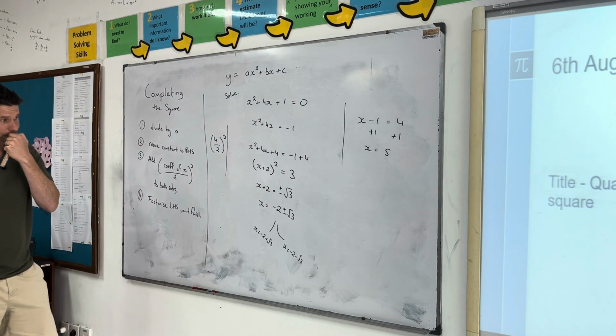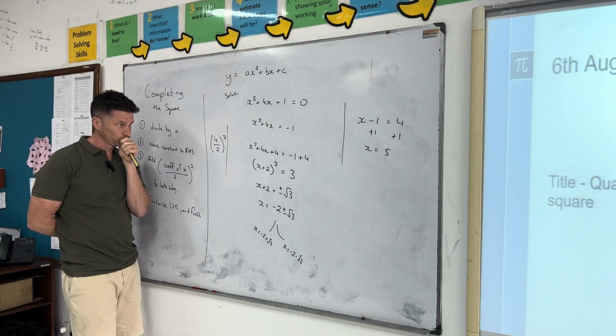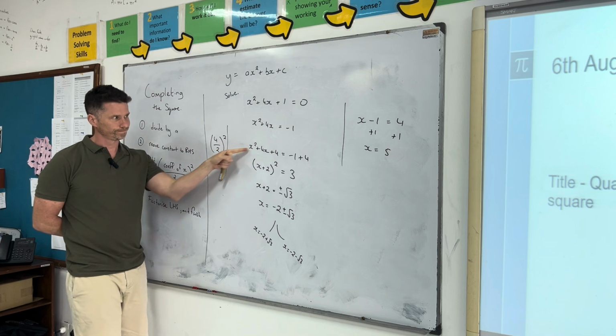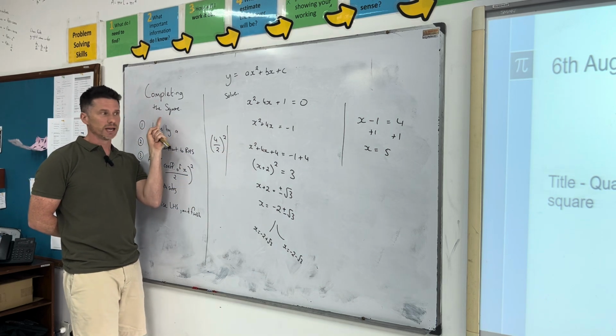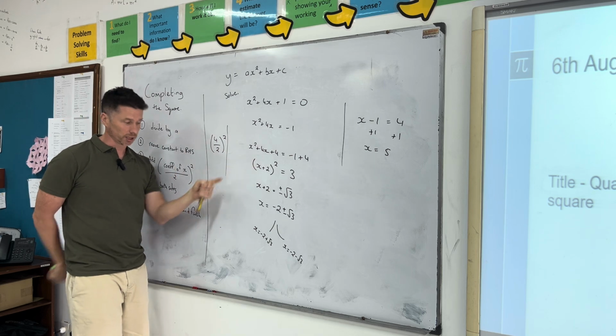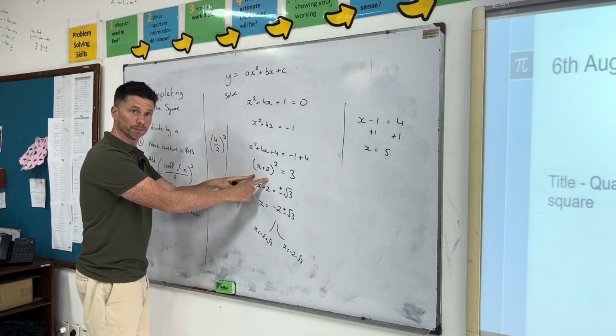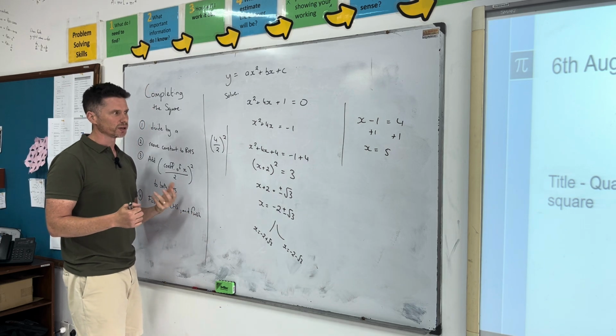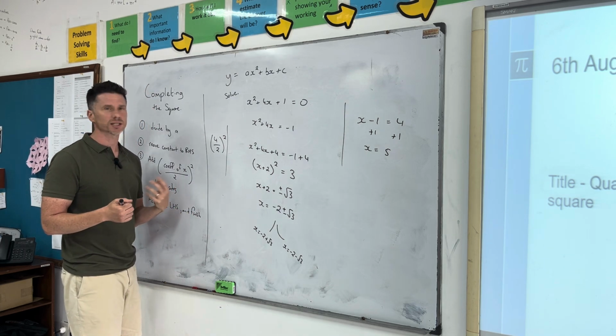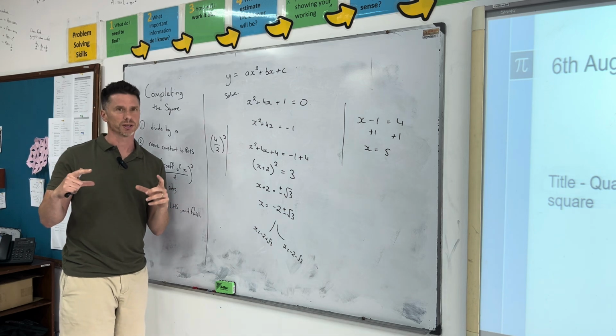Where does the plus 4 go, going from step 3 to here? This is the factorization. This is completing a square. This will always be a square. It'll be one bracket that is squareable. Another example would be x squared plus 6x plus 9. It'd be x plus 3 squared.